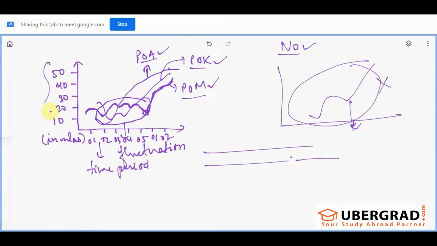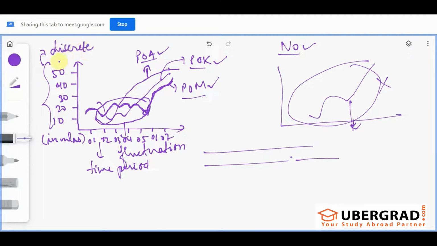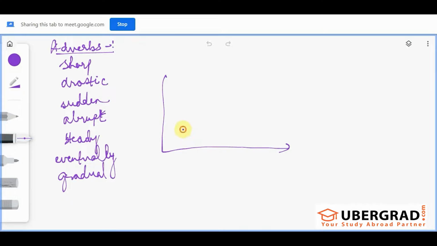Whereas this axis gives you what is known as discrete values. These values are known as discrete values. So the x-axis will always give you the time period, and the y-axis always gives you discrete values. Please note this down. Now let's see a bar graph.